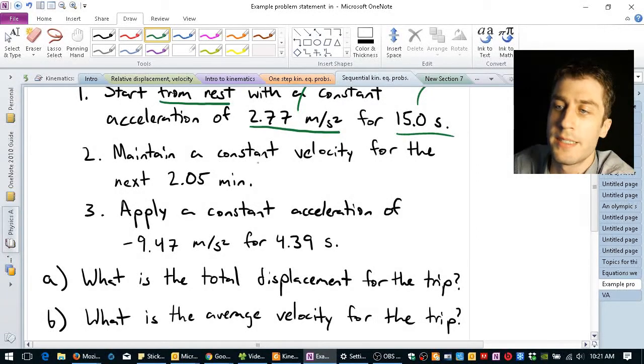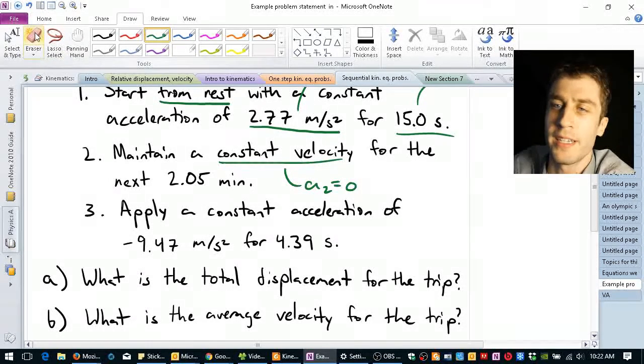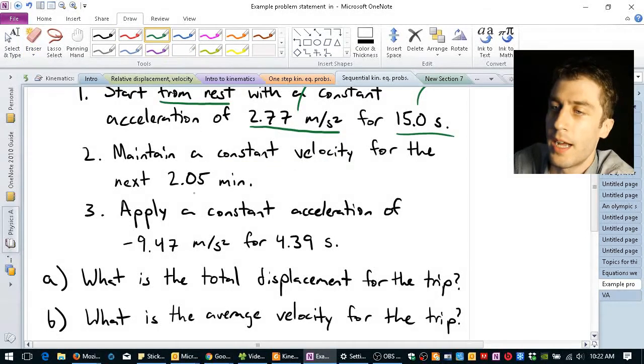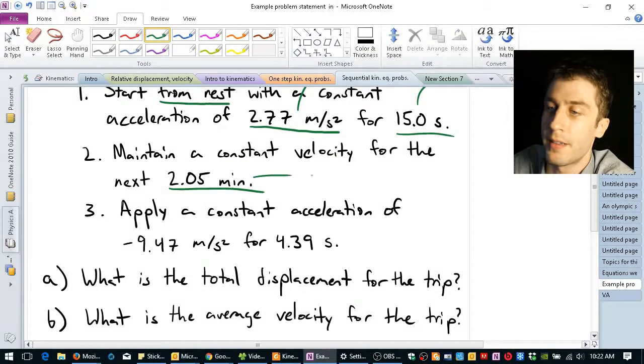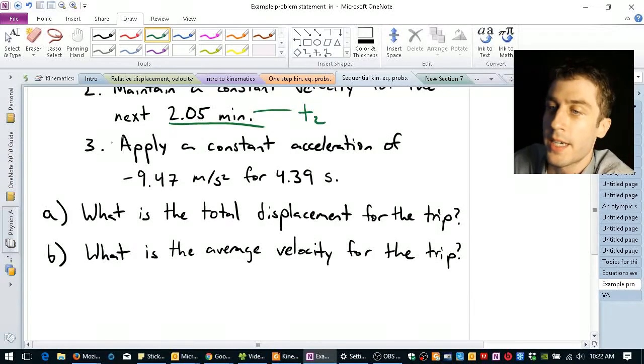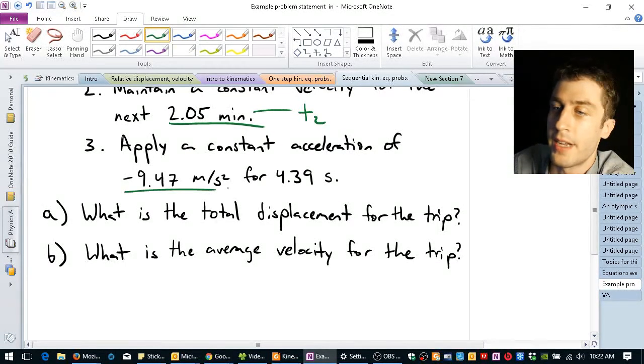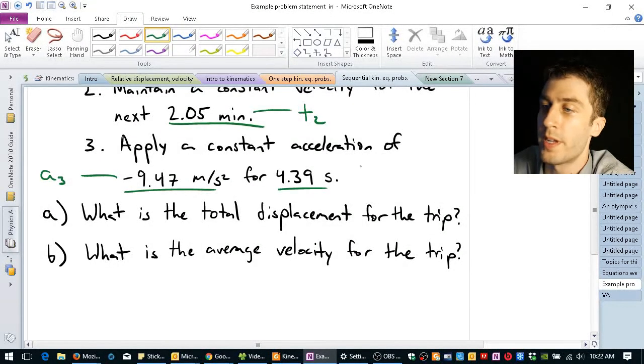Maintains a constant velocity. I could underline this and say that A2 equals 0, but I'll just say you should recognize that constant velocity means 0 acceleration. But what is important is that I underline 2.05 minutes and say that this is T2, the time spent in the second time interval. In the third time interval, we have a constant acceleration of negative 9.47 meters per second squared. This is your A3. And 4.39 seconds. This is T3.